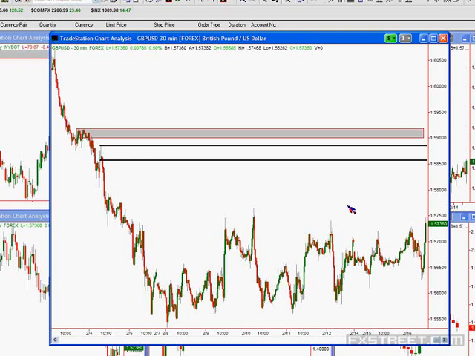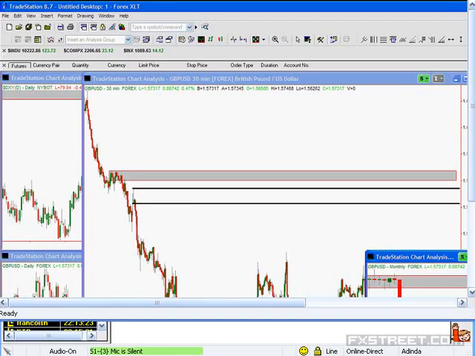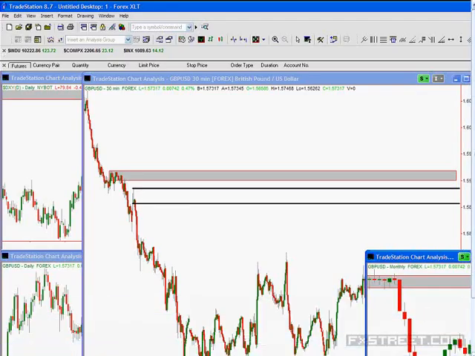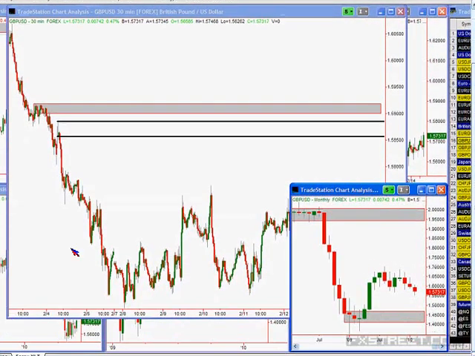Hang on just a second. Right there. Okay. So there's the monthly chart. Okay. So again, just got to be careful.